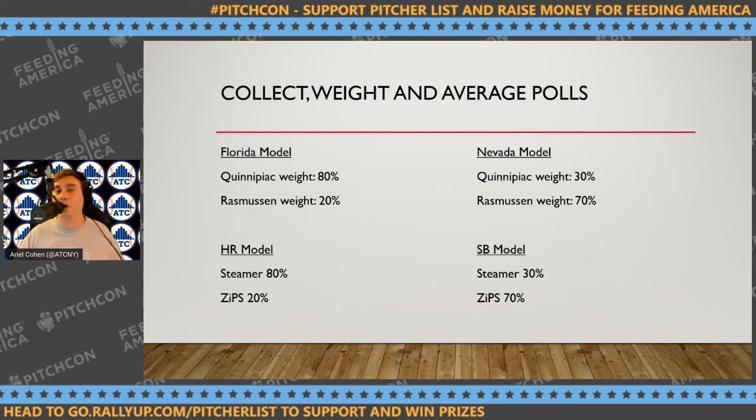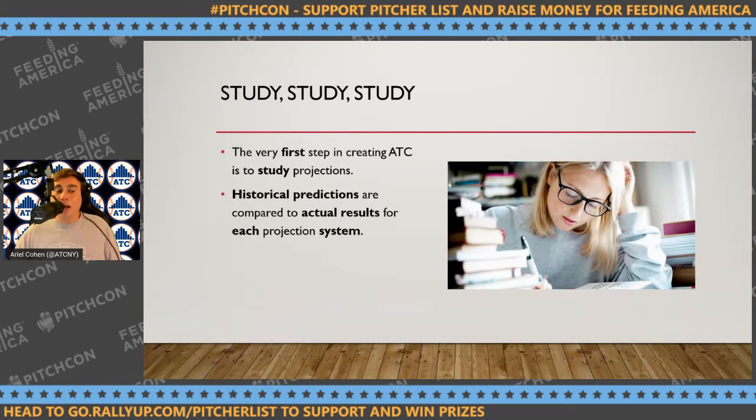All the 5x5 categories of Roto obviously, everybody is going to, at a bare minimum, project them. And you're making a determination on how to weight them. That's more important than the actual math of it at the very end, but we'll go through everything here. So the first thing, as I am talking about, is study, study, study. That's really the first step.